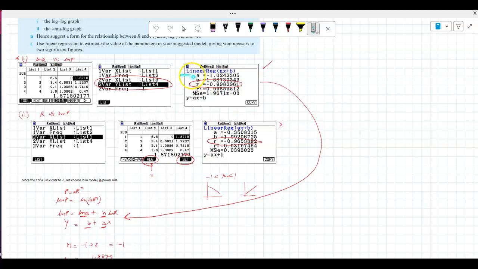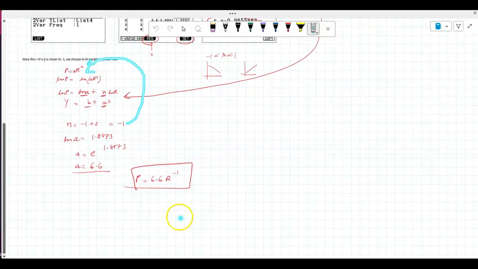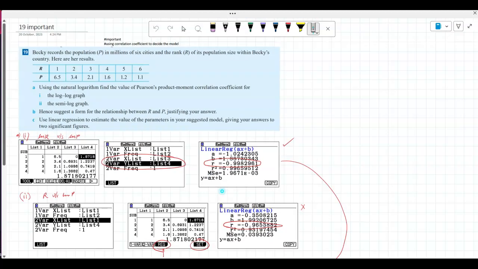And then I look at this. Your slope is your n, which is -1. Your n is -1. And your y-intercept here, that's your b, 1.8873. That's your ln A. So you solve that, put the value of A back, put the value of n back, and that's your model. Very important, sir. Very good.